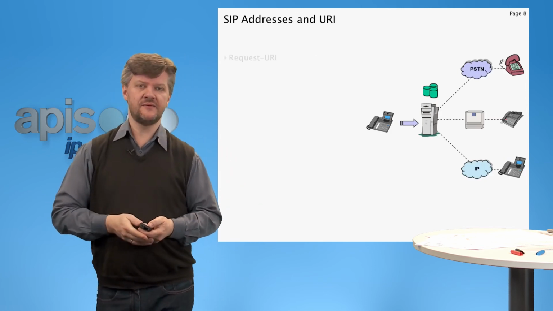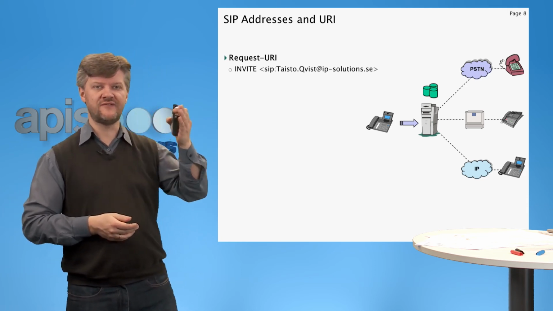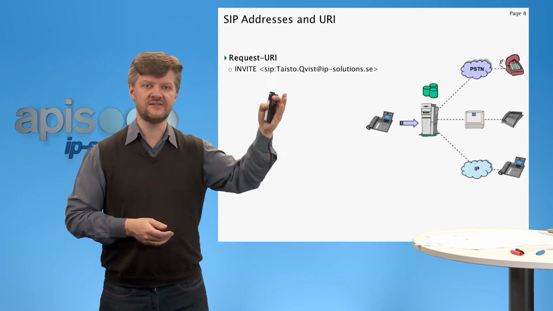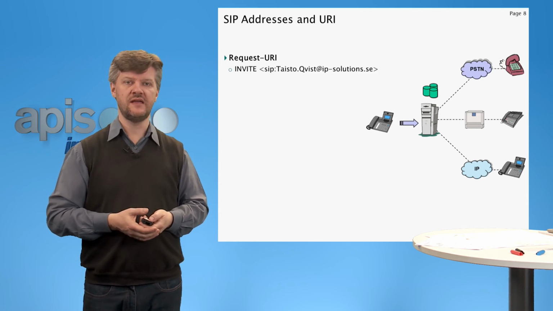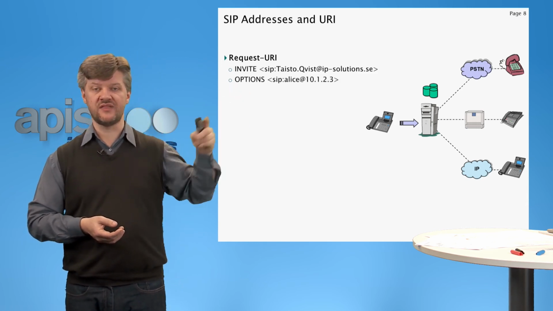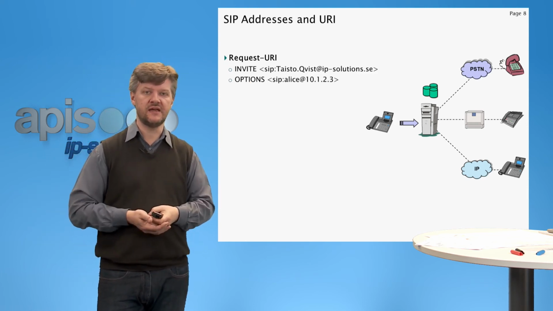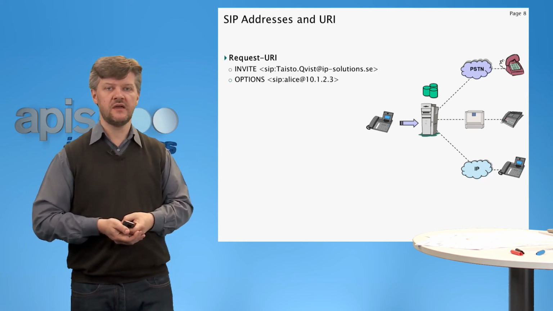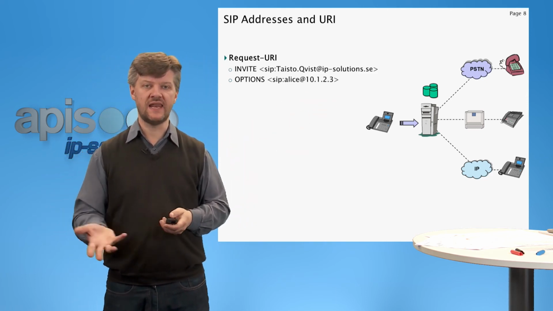So we have some examples here. Request URI could look like this. Invite, then it says teistokvist@ipsolutions.se. That would be the request URI in that invite. Here's an options request. This is a method that we're going to talk about later on in the extensibility chapter of this course. And then a request address, a request URI, alice@10.1.2.3.